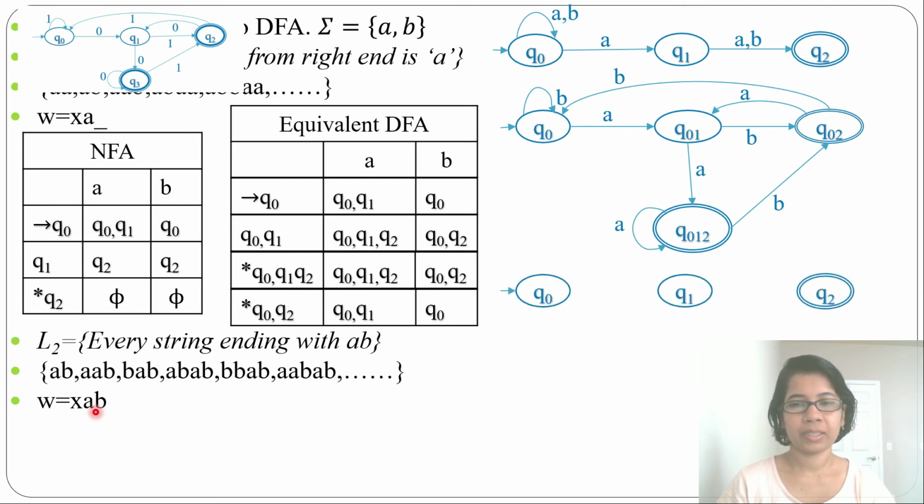It requires 3 states. From Q0 by A it will go to Q1. From Q1 by B it will go to Q2. Now it ends with AB. But on Q0 there will be a self loop of A and B. Now this is the NFA that accepts every string ending with AB.